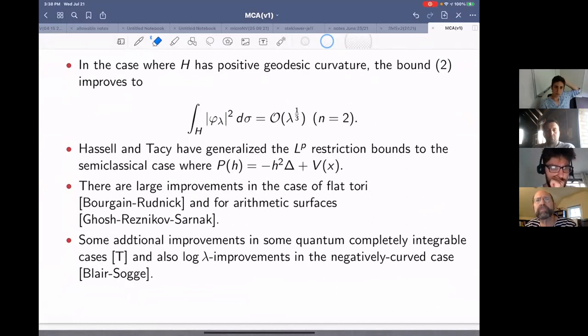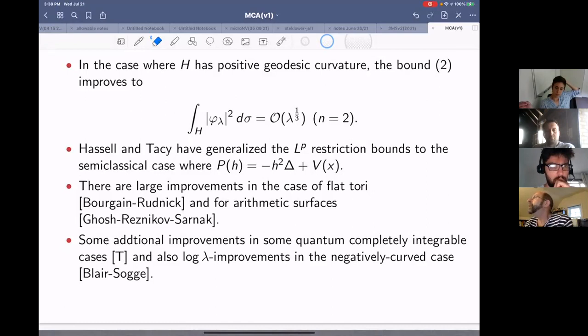For example, in the case of flat tori in dimension 2 and 3, Bourgain and Rudnick show that for positively curved hypersurfaces, the L2 restrictions are comparable to 1. So they're uniformly bounded by a constant from above and uniformly bounded by a constant from below. And for arithmetic surfaces, there are explicit polynomial improvements that were proved by Ghosh, Reznikov, and Sarnak. I'll say a little bit more about this in a minute.